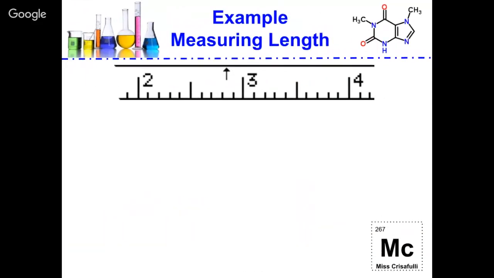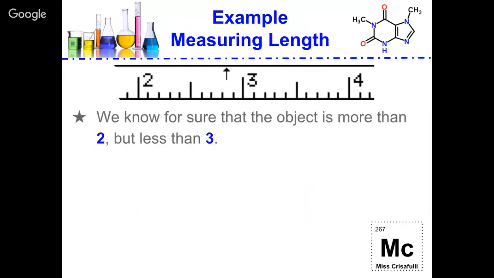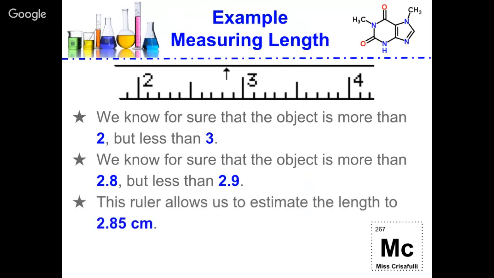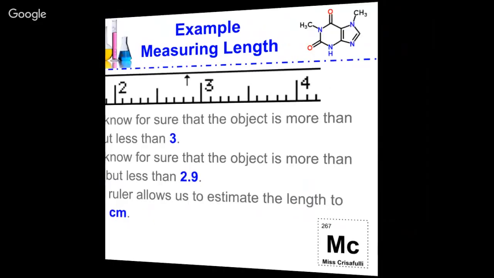So let's look at this example. We know for sure that that arrow is more than 2 but less than 3. And then we also know for sure that that arrow is at a place that is more than 2.8 but less than 2.9. Now this ruler allows us to estimate the spot of where that arrow is to about 2.85 centimeters. And that shows that this measuring device is 0.01 in the preciseness of its measurements.